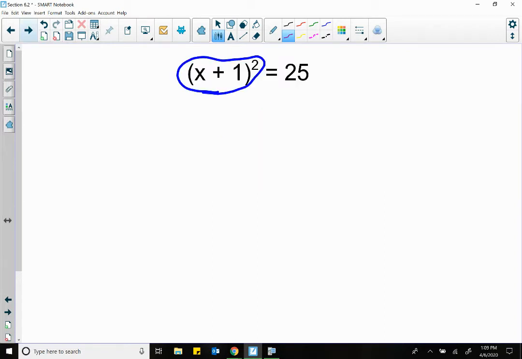All right. So let's talk about this one. We know that the squared piece is by itself. So how do we get rid of the square? We square root it. So we end up with x plus 1, because the square root takes out the square, leaving you with what's underneath. And then over here, we'll have plus or minus 5.